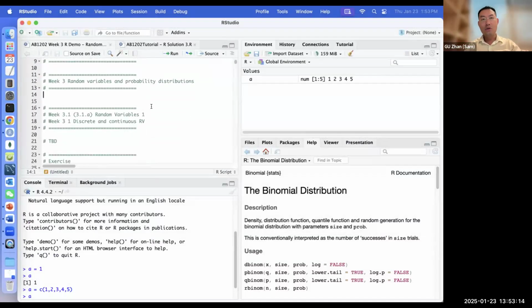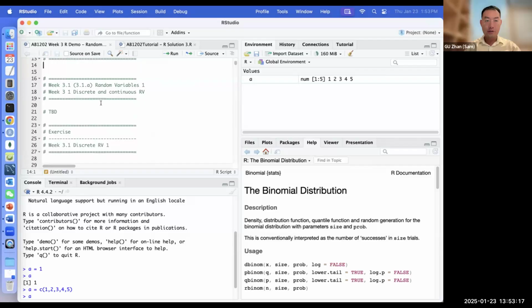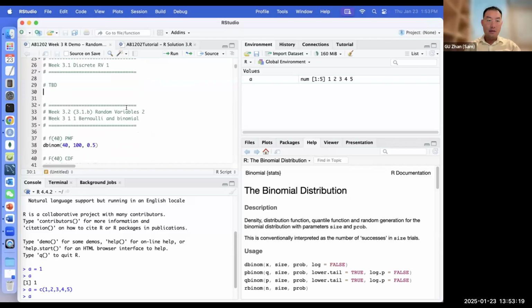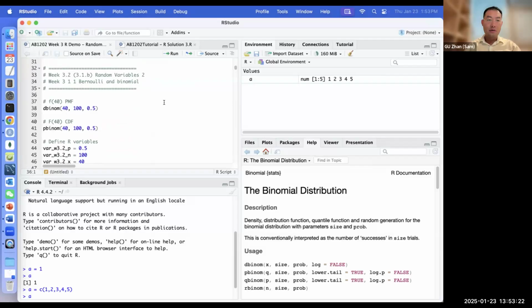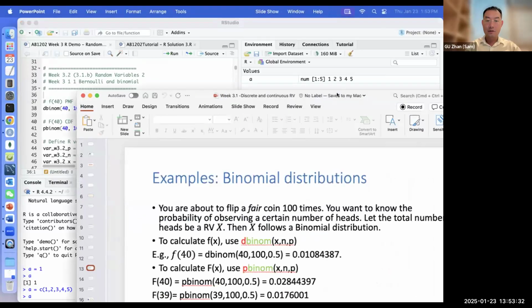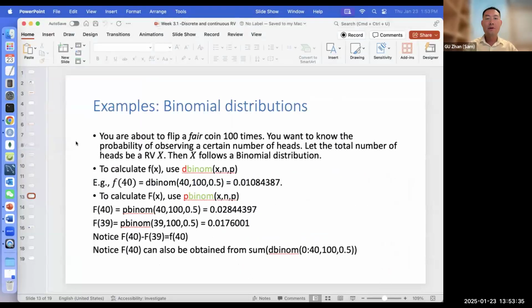So watch your video lecture first. Then there is an example on week 3 slide regarding the Bernoulli and the binomial example. So this is the example shown here. I'll let you have a look. So this is an example. So you are about to flip a fair coin 100 times. So the size is 100 times. You want to know the probability of observing a certain number of heads, let the total number of heads be a random variable x. Then x follows a binomial distribution.